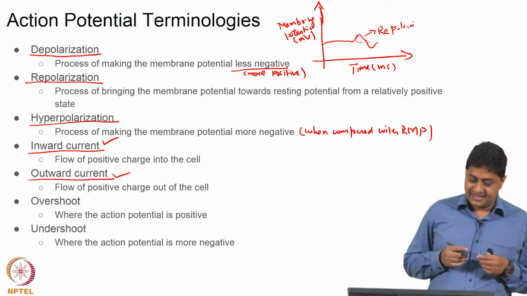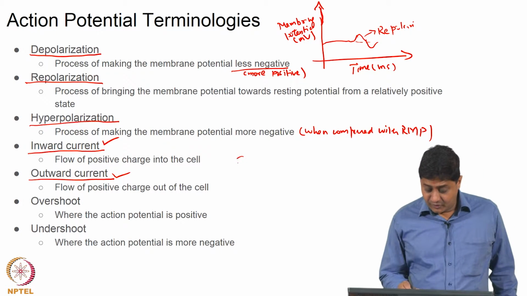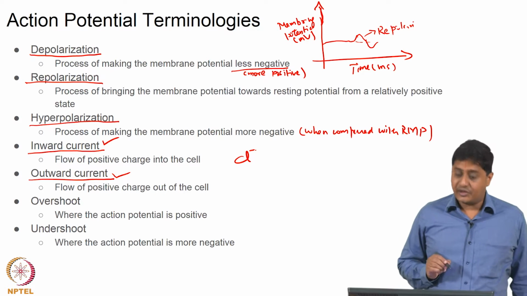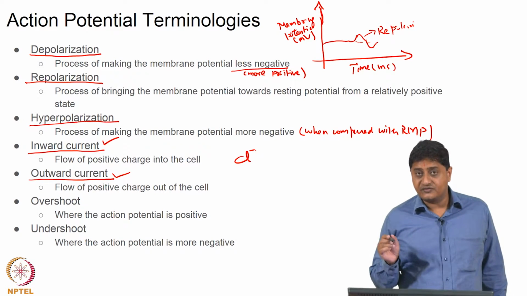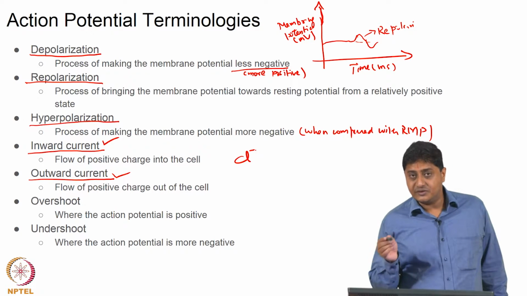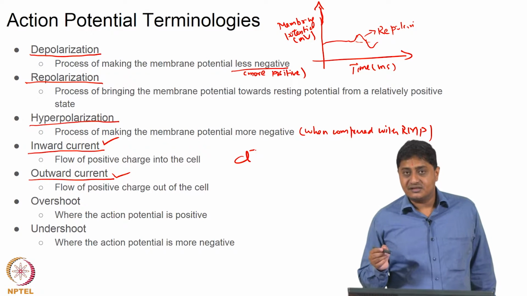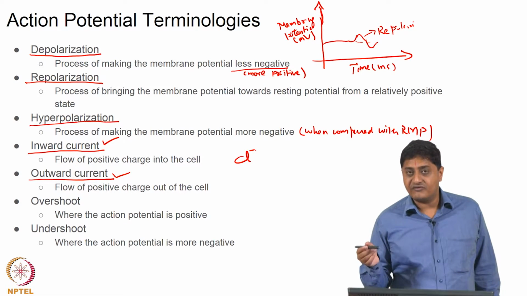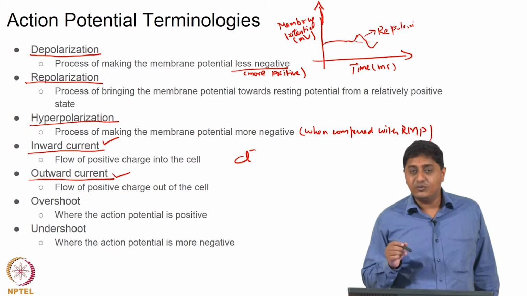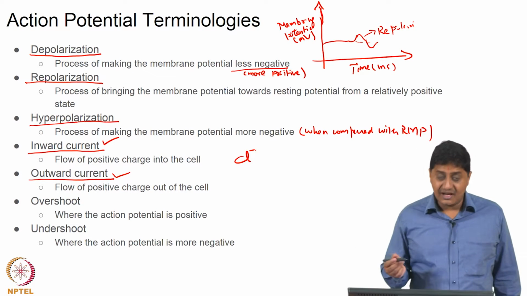Now, let us take the case of chloride for example. Chloride is an anion, right. So, essentially if for example chloride is flowing from outside to inside, what has happened is that one negative charge has gone from outside to inside, that is equivalent to one positive charge going from inside to the outside. Essentially that is an outward current.